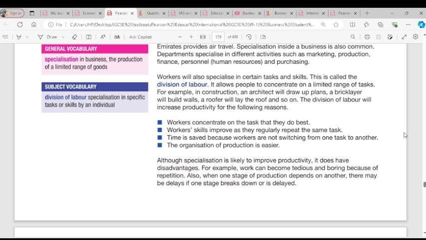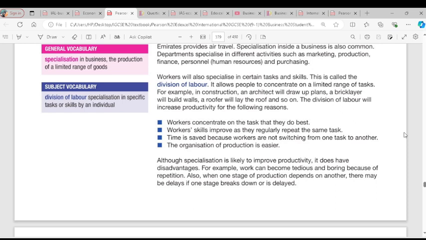Two, worker skills improve as they regularly repeat the same task. I've been a business teacher for a decade now, so every year that passes by, I get better. Three, time is saved because workers are not switching from one task to another. So I'm not going to waste your time. As soon as I come here, we start. I don't have to read before I teach you because this is my specialty.